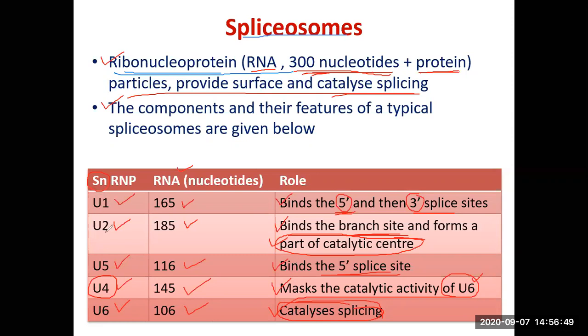They are RNPs, ribonucleoprotein particles comprising RNA typically less than 300 nucleotides. If it is in the nucleus, they are called snRNA, small nuclear RNA. If it is in the cytoplasm, they are called small cytoplasmic RNA, scRNA. Right? Plus some protein is there.